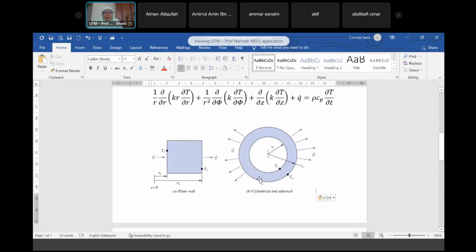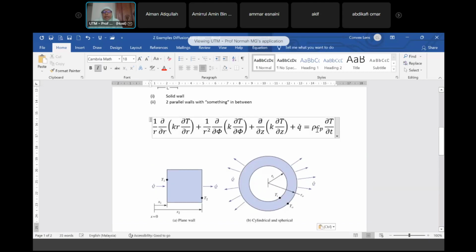Plain wall, cylindrical and spherical wall. They look the same if they are only a function of R. You shall see. Again, if you have steady state, this is 0.